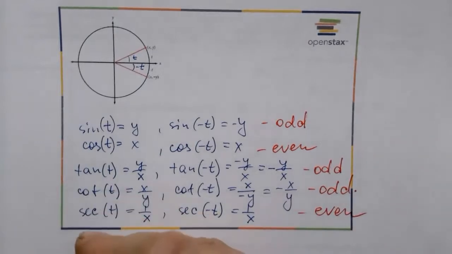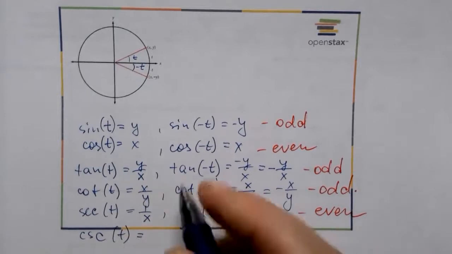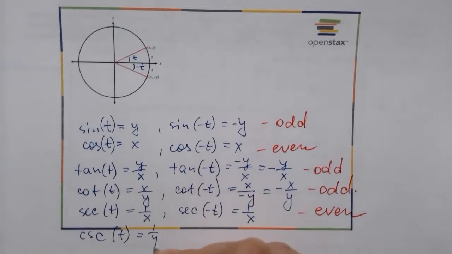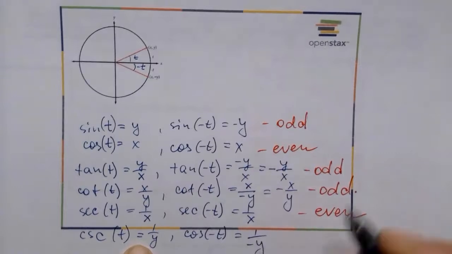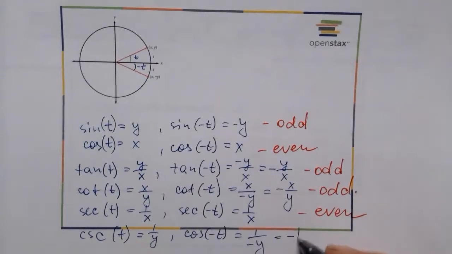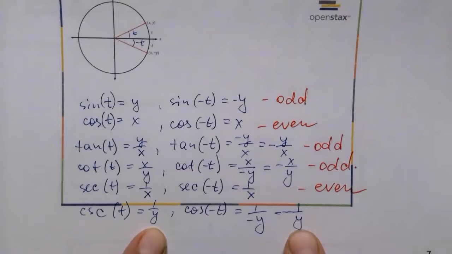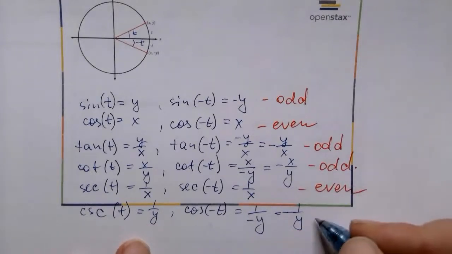And for the cosecant, we have a 1 divided by y, and for the negative t, y is negative. So for the opposite inputs, the outputs are also opposite. So that makes this function an odd function.